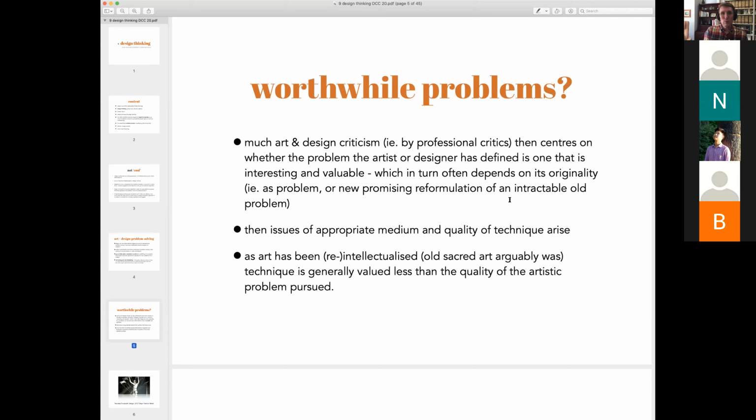So this is a question then of really what problems are more worthwhile or worth demanding of our attention. So a lot of art and design criticism comes down to saying whether the problem the artist or designer has defined is one that's interesting and valuable. Because in the end, there's nothing worse from the point of view of a researcher or an artist or a designer or whatever than to have people say, yeah, okay, well, you made an effort, but so what? You know, so what is pretty crushing when you've devoted an enormous amount of effort to it.